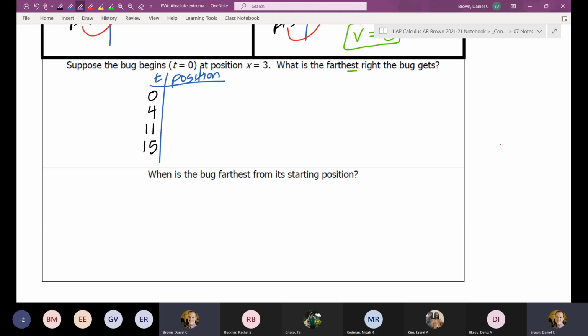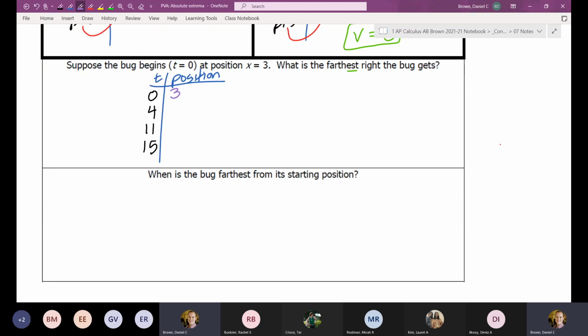The first one, right? When t is equal to 0, what's the position? The position is 3. Again, that could end up being the furthest right we are, but it could also be at the 4, the 11, and the 15. So now here's where the tedious part, the integrals, come into play.